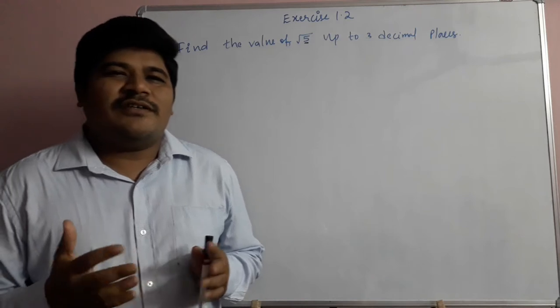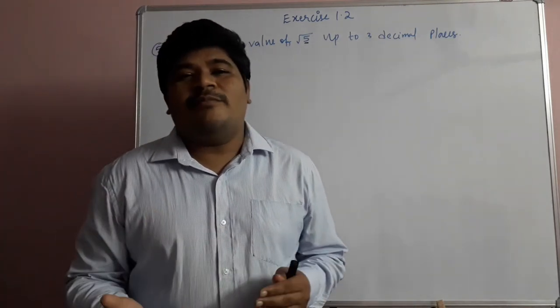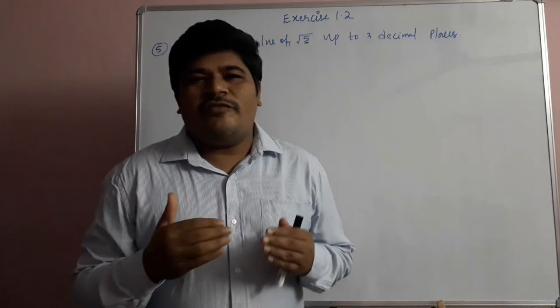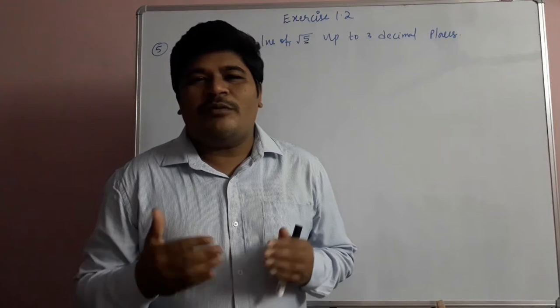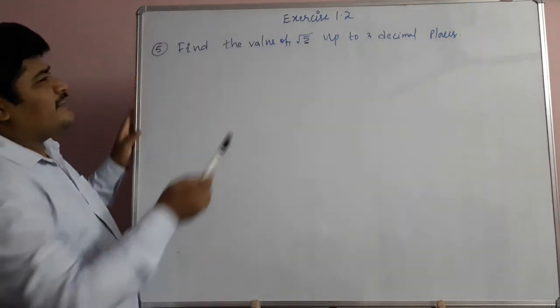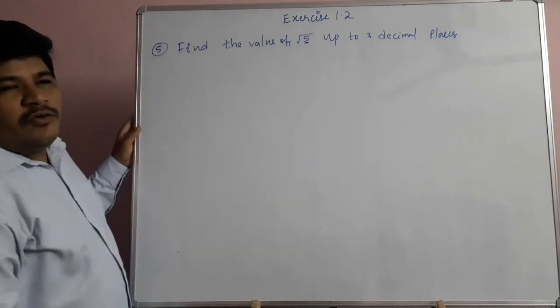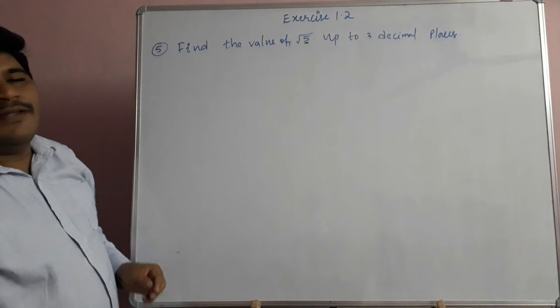So students, in previous videos we have learnt about real numbers and rational numbers and irrational numbers. Also we solved a few problems on those concepts. So now let's see a few problems on irrational numbers. Now question number 5 in exercise 1.2. Find the value of root 5 up to 3 decimal places.